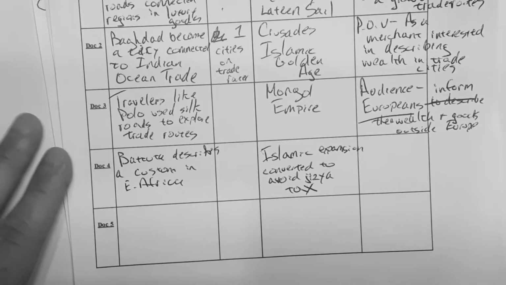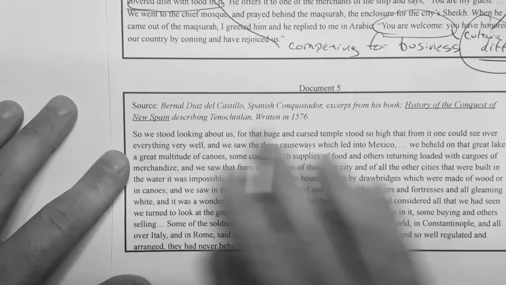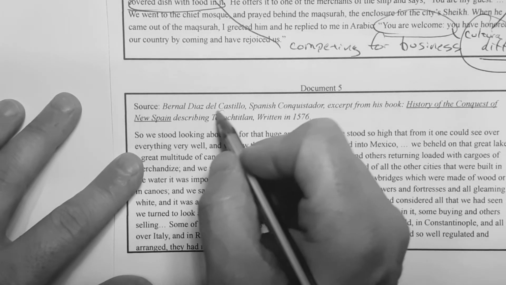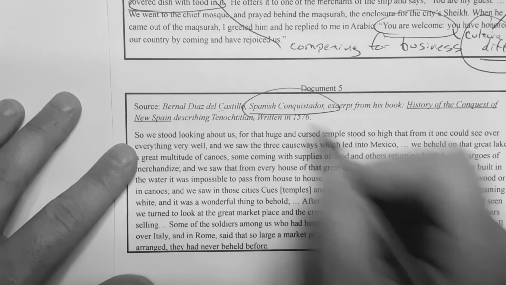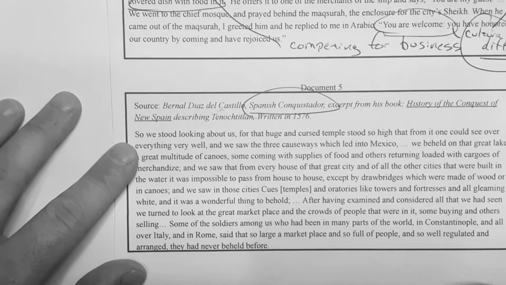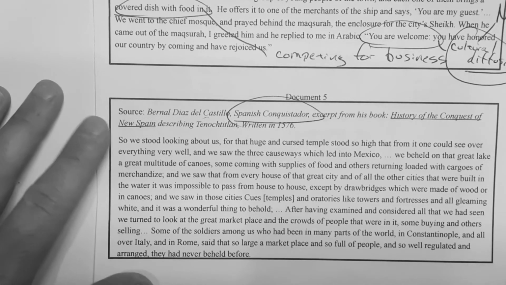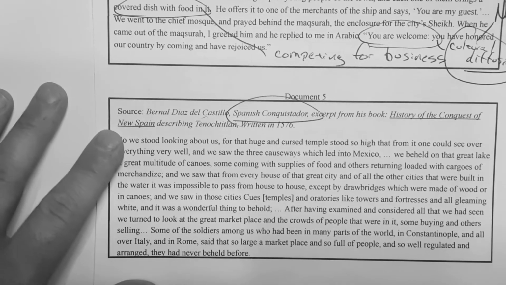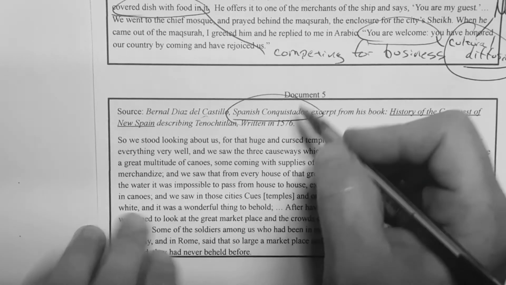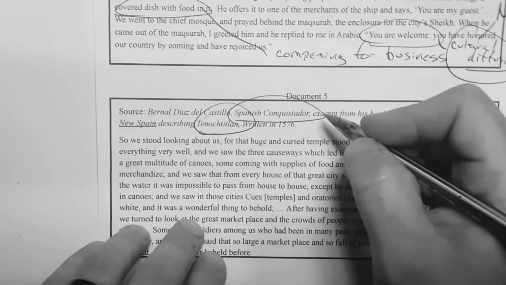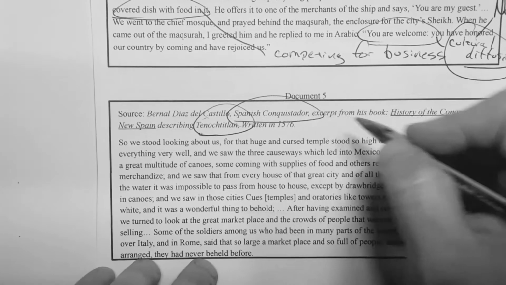All right, I'm just going to skip HIP for speed purposes right now. So the last document, we have Bernal Diaz del Castillo. Now we have a conquistador. Notice there's not a whole lot happening between 1354 and the last document in 1576. So the Europeans are now getting in on the game. History of the Conquest of New Spain. So now he's in the Americas, in Tenochtitlan, written in 1576.